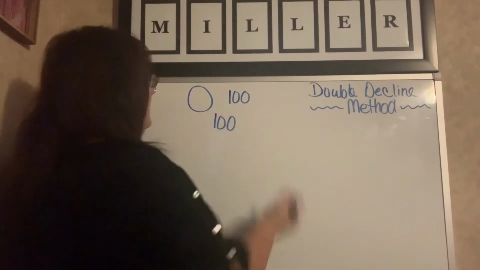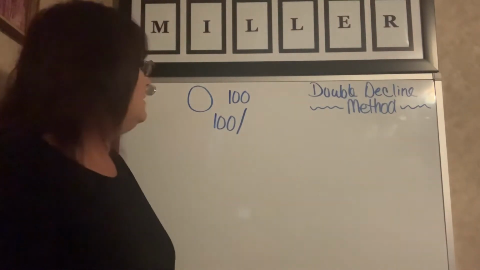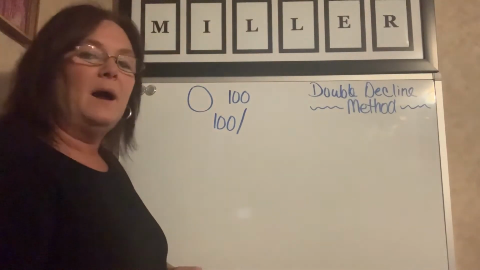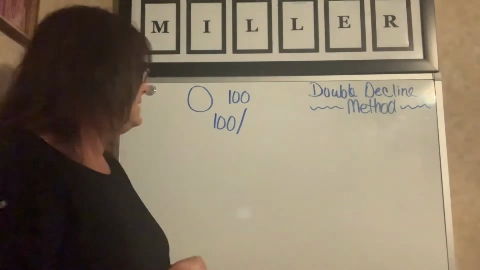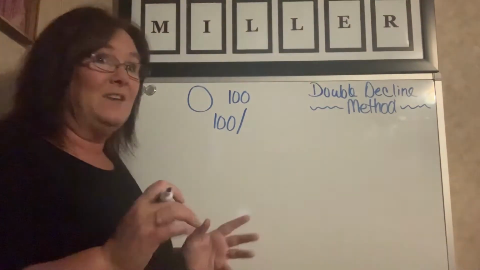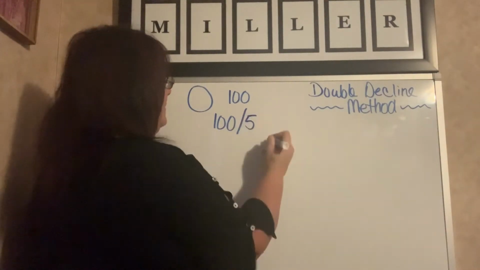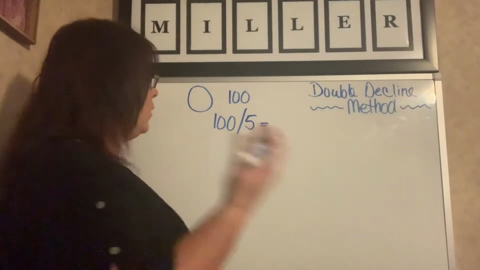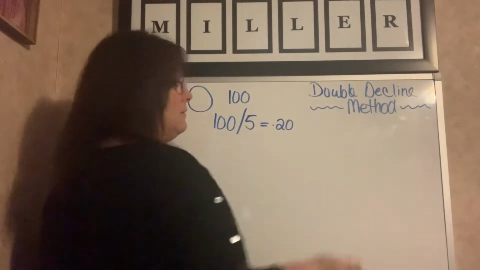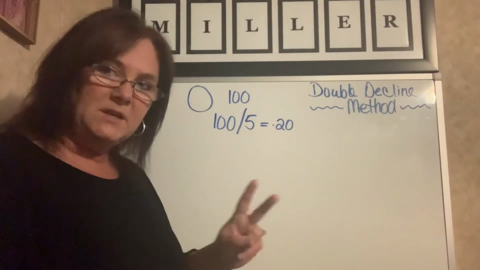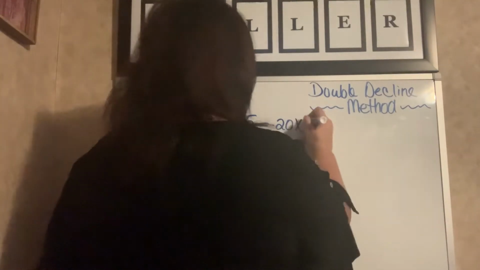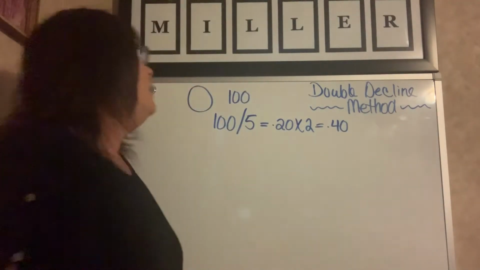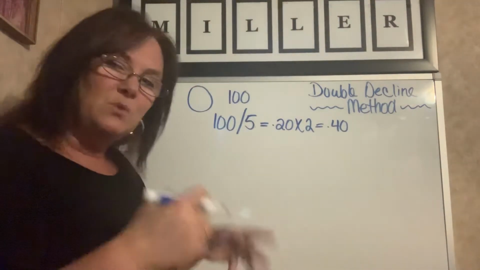The math says that we take the asset as a whole, or 100, and divide by the estimated useful life of the asset, which in this case is 5 years. So divide that by 5. Your calculator would give you 20%, or in decimal form, 0.20. It's called double decline, so that means multiply that number by 2. Your calculator should show 0.40. It's not always going to be 0.40, so don't just plug that number in.